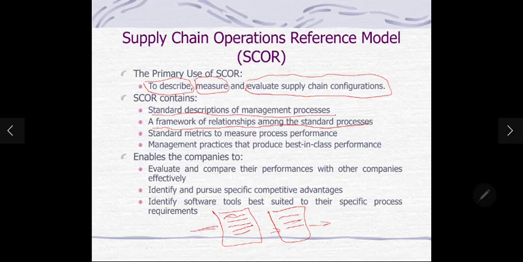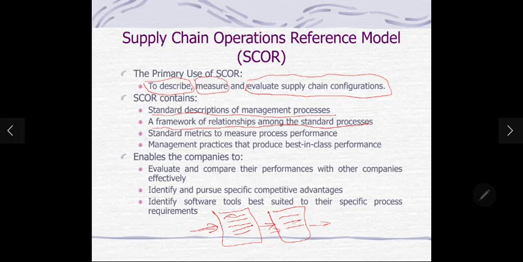What is the input for each process? What is the output for each process? So it describes every process. That's number one. Number two, it gives a relationship or framework for these relations. In other words, what's the input of each one and what's the output for each one?